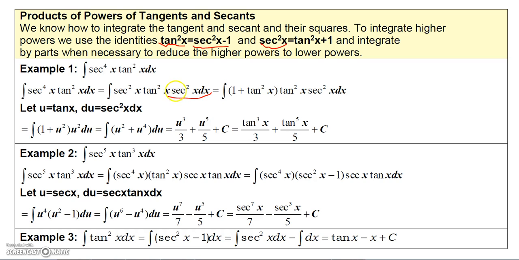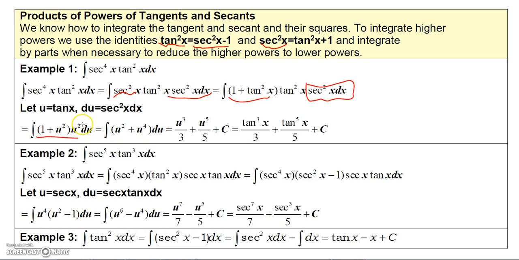So the idea here is to try to get the rest of this in powers of tangent. I'm going to replace this secant squared x right here with 1 plus tangent squared x. Then I can just let u equal tangent x, and that becomes 1 plus u squared times u squared. And what's great is that secant squared x dx is actually du, because if u is tangent x, then du is the derivative of that, secant squared x dx. So that's just the du.